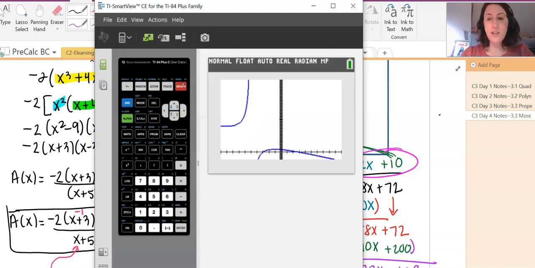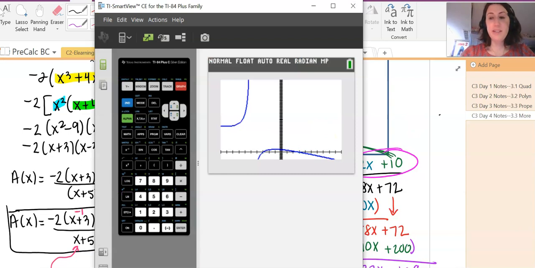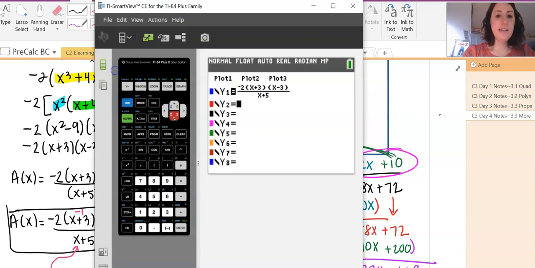Oh, there it is. Okay, so it's right there. So now you see your vertical asymptote. Where does this end behavior asymptote come into play? Well, let me show you. It was y equals -2x plus 10. So now I'm going to type that in.